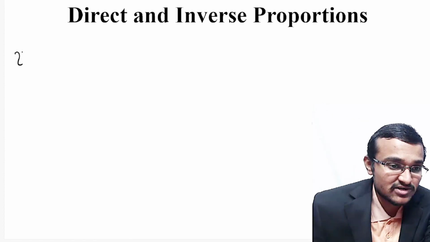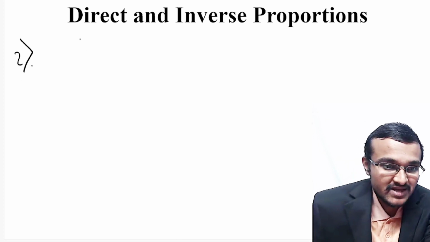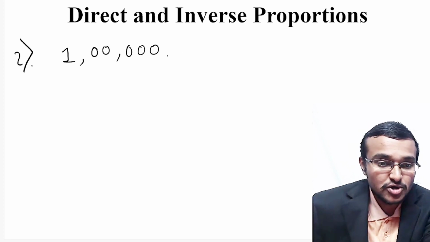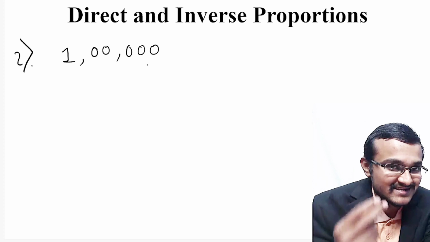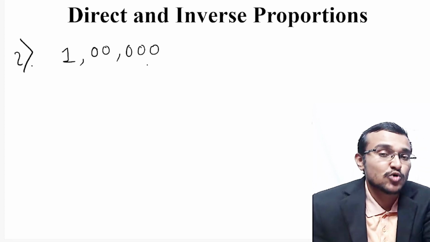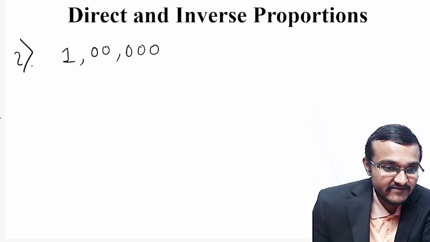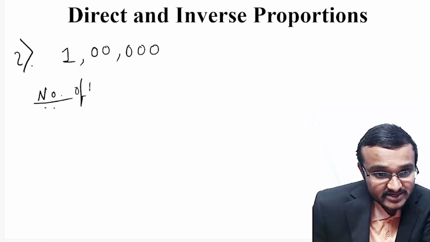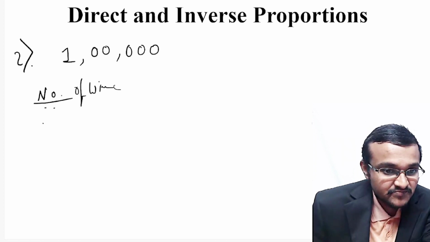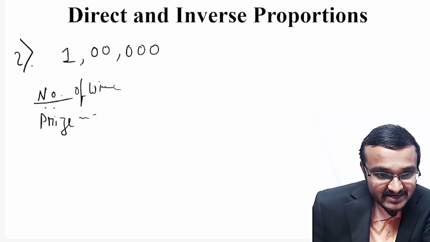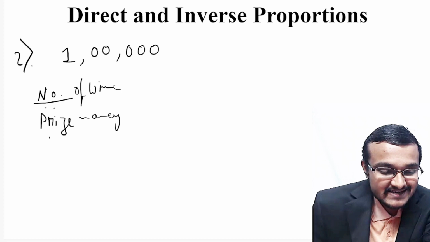So coming to the second question in this particular exercise 11.2, here 1 lakh prize money is distributed among certain players. So if the number of players goes on increasing, then the prize money distributed among those players will go on reducing. So here they have given a table. Here the number of winners is one particular physical quantity. So I'll write number of winners and prize for each winner.